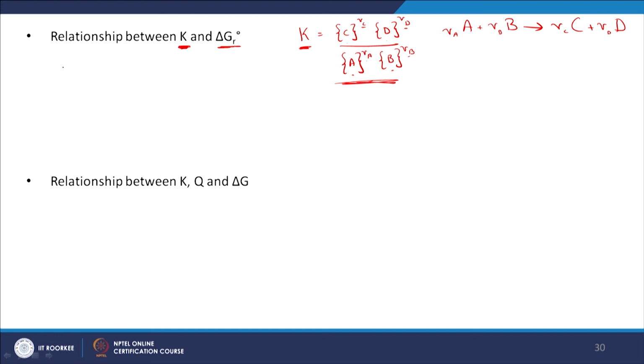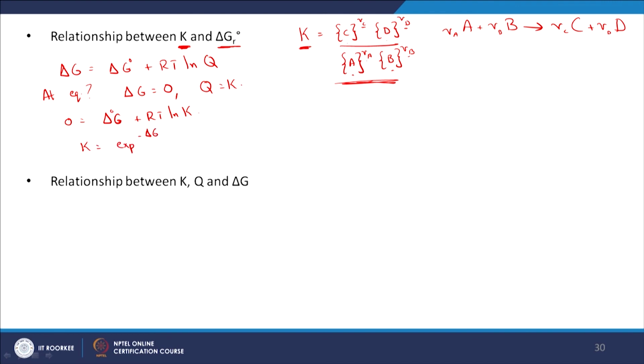Here we are trying to develop a relationship between K and delta G. Let us write down what we know so far. Delta G equal to delta G naught plus RT natural logarithm of Q. So at equilibrium, what do we know? We know that delta G is equal to 0, and we also know that Q is equal to K. Plugging the relevant values in, we get 0 equal to delta G naught plus RT natural logarithm of K, or K is equal to exponential of minus delta G naught by RT.